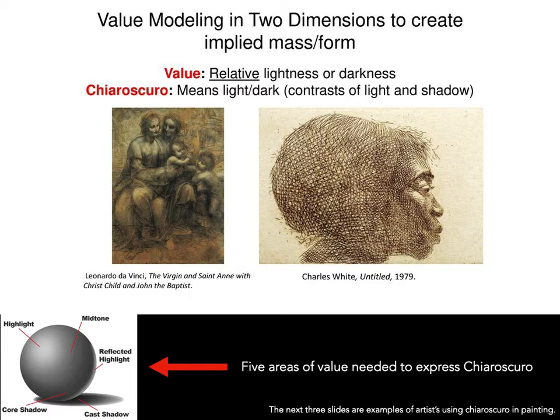As I stated before, there are 5 areas of value needed to express chiaroscuro. And here they are shown on a ball. So let me just kind of explain what they are. So basically, what this is showing is that there's a light coming down from this angle. And so there's a highlight here from the shining of the light. The midtone is the value of the object, okay?